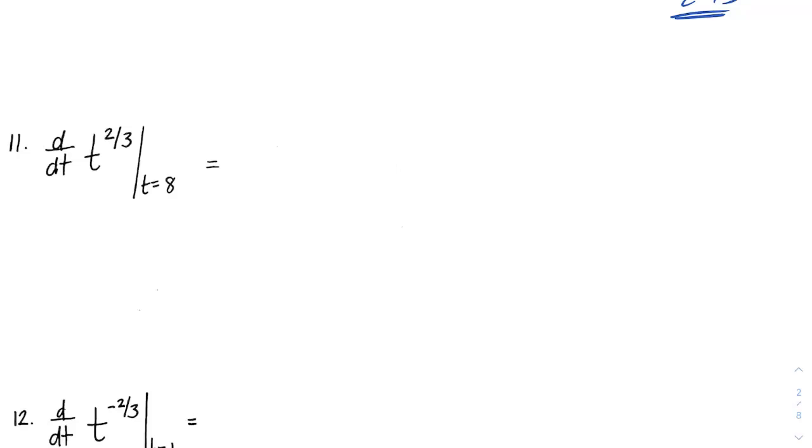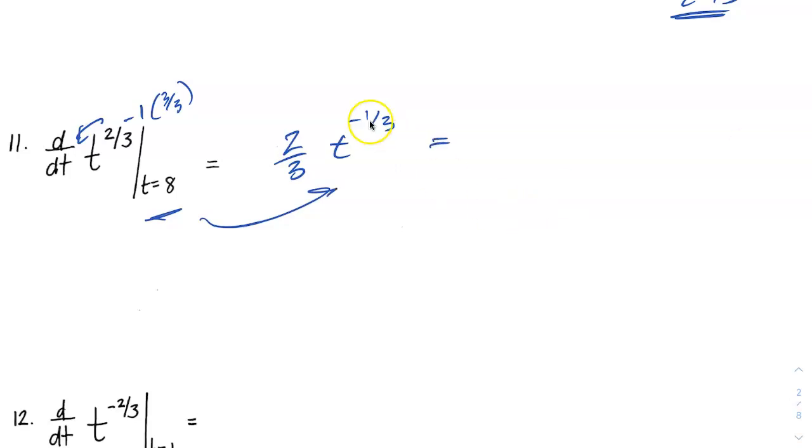Next one. Take the derivative of t to the 2/3. So we're bringing down the 2/3, subtract 1 off. 2/3 minus 3/3, so I get 2/3 t to the negative 1/3. And now we're going to sub in 8. So there's another one where I'm going to flip this. Let's flip the power down first. So I'm going to get 2/3 times 1 over 8 to the 1/3. Like that. Right? Flip it down.